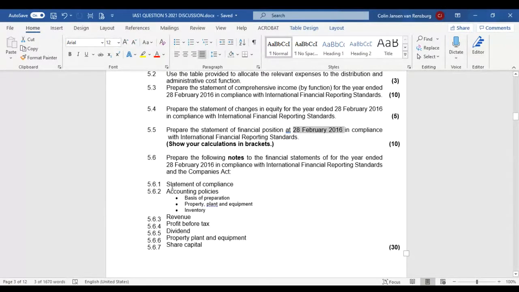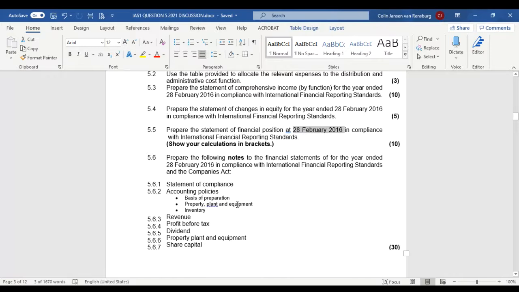And then they require a few notes there, statement of compliance. We are going to do that one. That is required of us. We have discussed it already. Amongst the accounting policies, we are only going to look at the basis of preparation. In the third term, we are going to revisit property, plant and equipment.